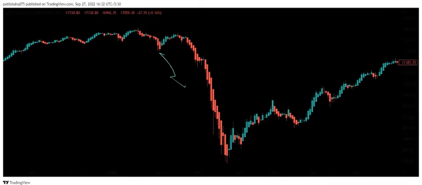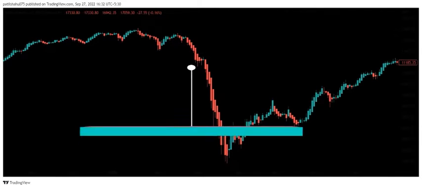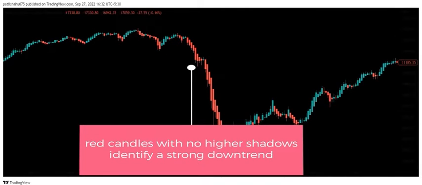Filled or red candles indicate a downtrend. You might want to add to your short position and exit long positions. Filled or red candles with no higher shadows identify a strong downtrend. Stay short until there's a change in trend.